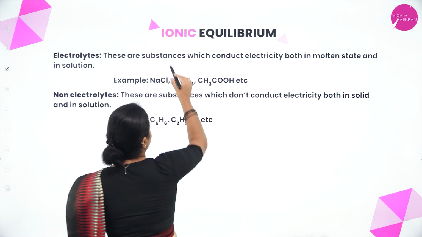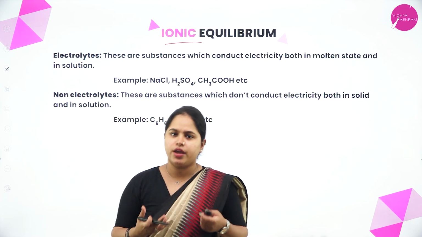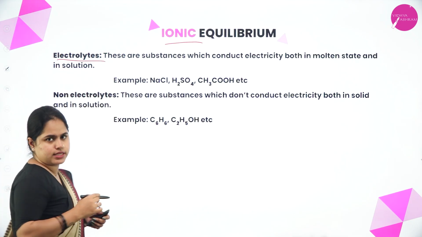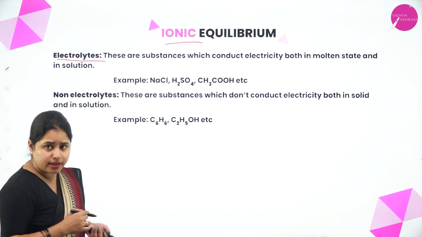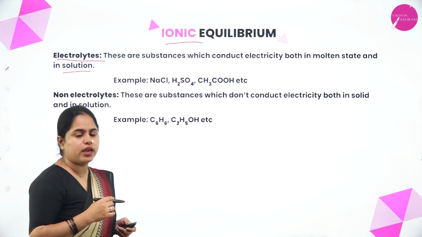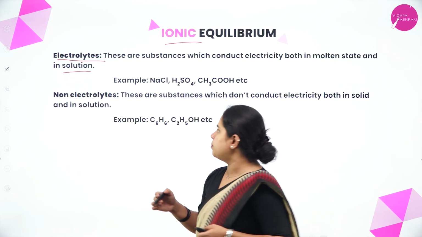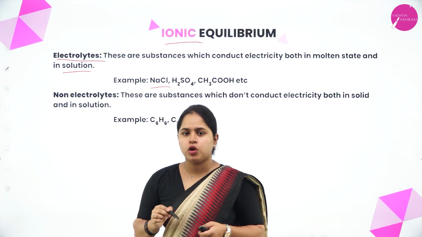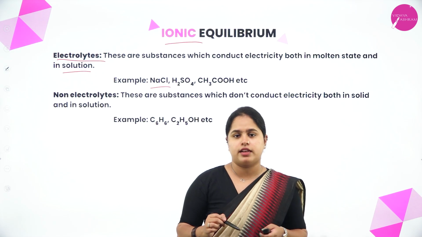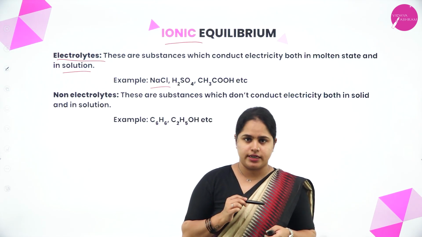Coming on to ionic equilibria. As you can see from the name itself, ionic equilibrium will be something related to ions. I hope you are familiar with the word electrolytes. These are substances which conduct electricity both in the molten state and in the solution state. For example, we can take sodium chloride. In its solid state it will not conduct electricity. Either in its molten state or in solution state only, it will conduct electricity.